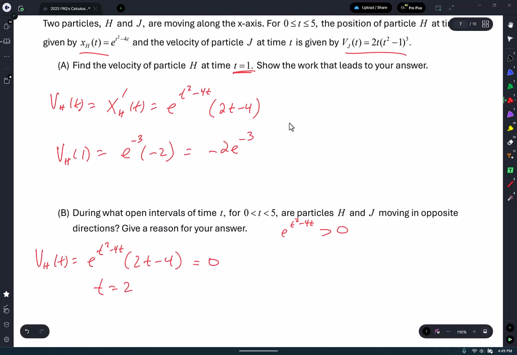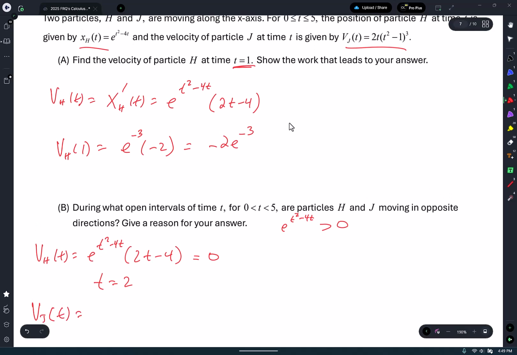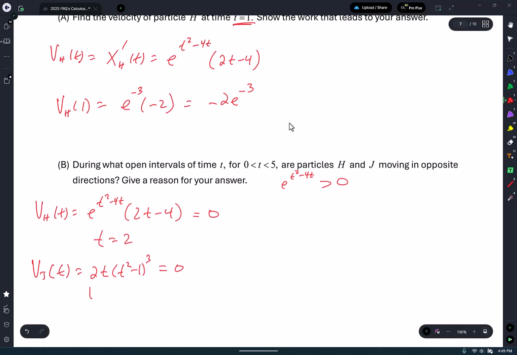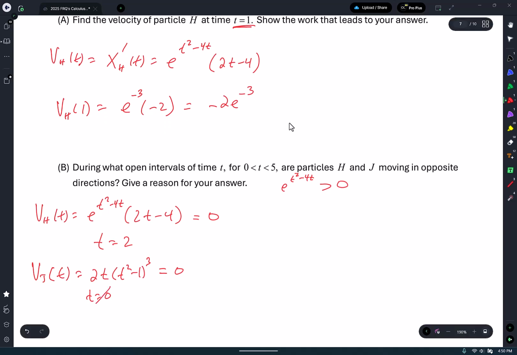Let me look at the other one, the v of j. Velocity of j with respect to t equals 2t times (t squared minus 1) to the third power. That equals 0 when t is 0. But notice that's an endpoint, and notice it's between 0 and 5, so we're not going to pay attention to that. And when t is 1, t squared minus 1 is 1 squared, which is 1, minus 1 is 0. So we do have to pay attention to that.